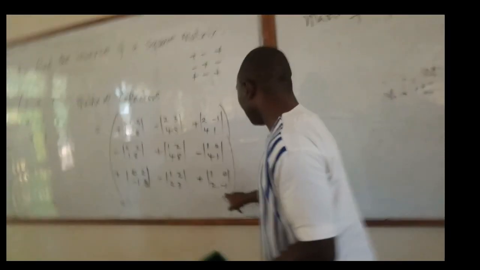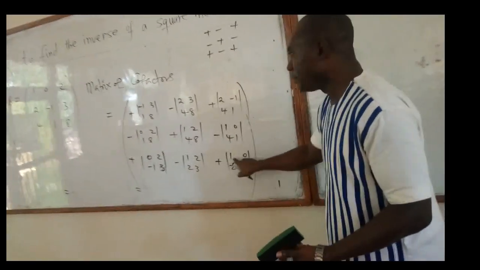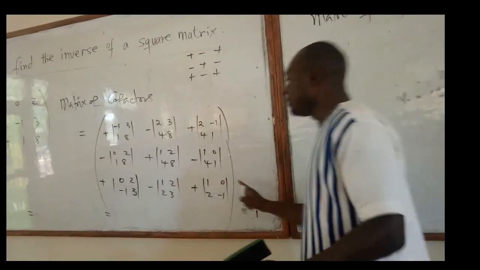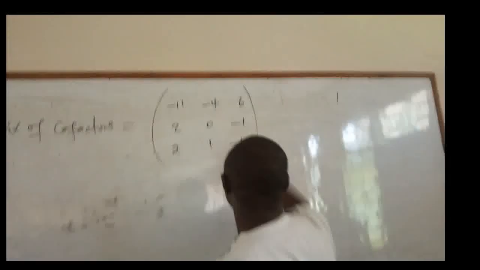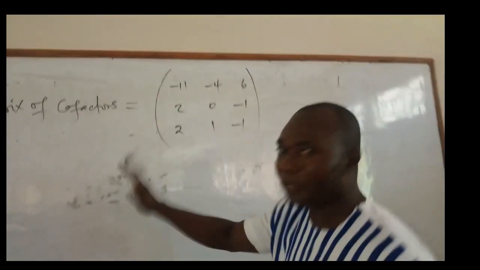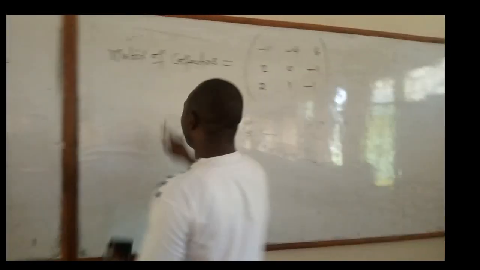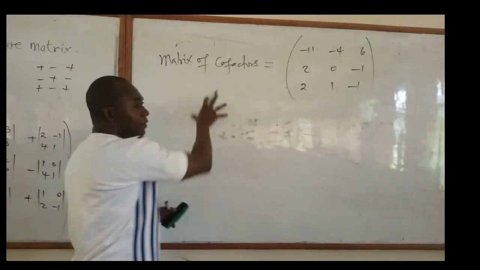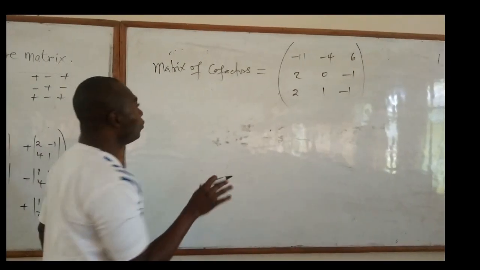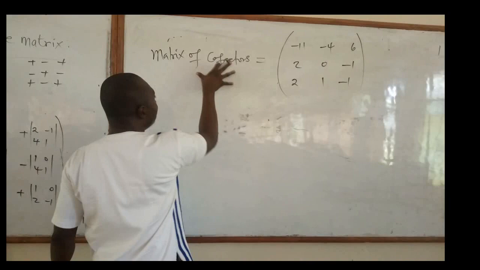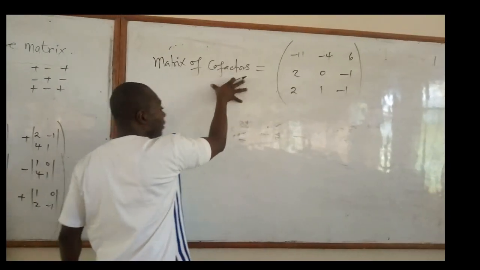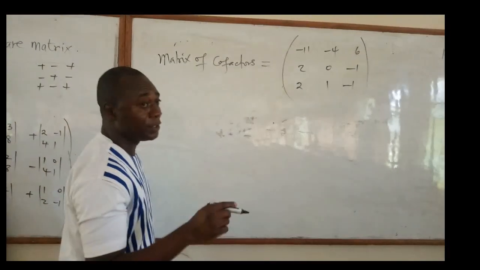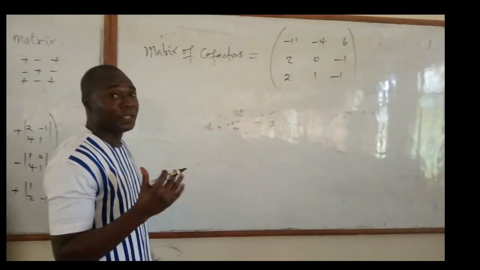And then the last one, negative 1 times 1 is negative 1, minus 2 times 0. So negative 1 minus 0, that is negative 1. So we have this. Now, this is the matrix of cofactors. What you do then is to find the adjoint. To find the adjoint, all that you do is to transpose the matrix of cofactors. So the transpose of the matrix of cofactors will give you the adjoint, or what you sometimes call the adjugate.